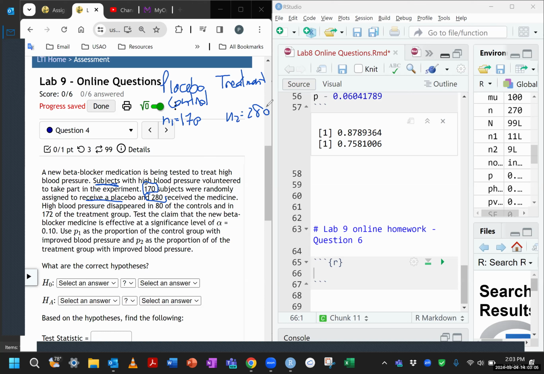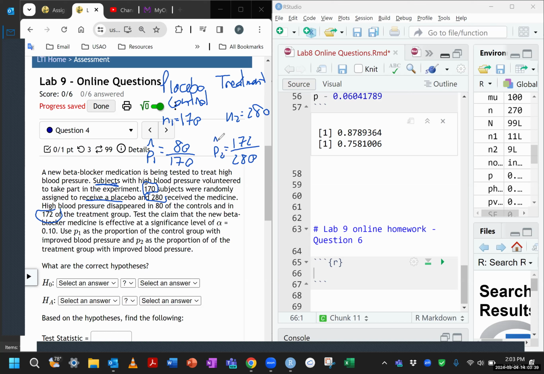Okay. And then it looks like high blood pressure disappeared in 80% of the controls. So of these, sorry, in 80 of the controls, 80 of those had high blood pressure go away. So that'll be P1 hat. 80 out of 170 had their high blood pressure go away. And then it looks like 170 of the treatment. So 172 over 280 is the treatment. That'll be called P2 hat.